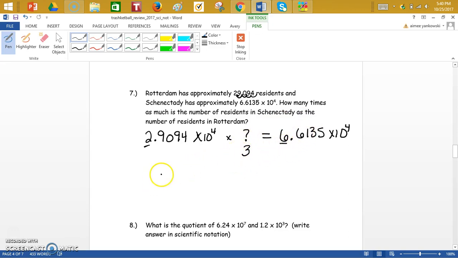If your teachers do expect the exact value, you'd have to take 6.6135 and divide that by 2.9094. See, about 2 or maybe 3 times as large. Because this is about 7 divided by 3, and 7 divided by 3 is about 2.5. Maybe not even 2.5. And to tell you the truth, because I don't have a calculator in front of me, I'm not going to do this actual division, but I guarantee you there's 2 to 3 times as many people in Schenectady as in Rotterdam.